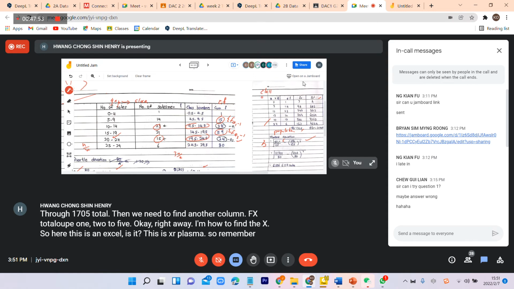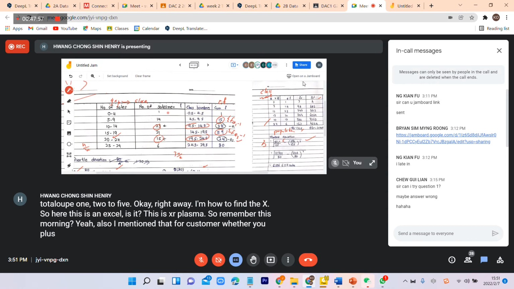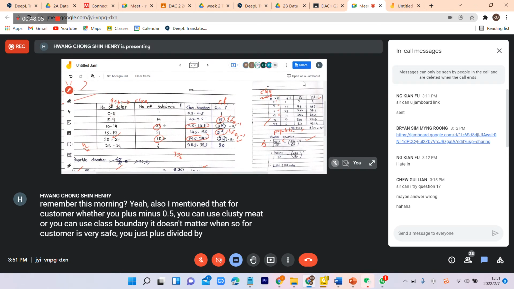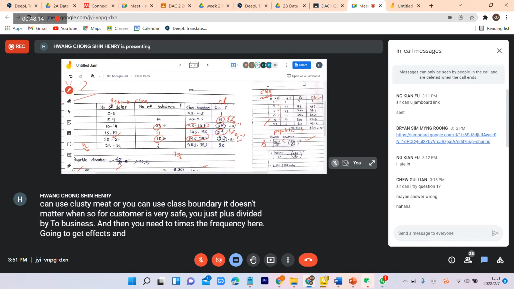So remember this morning I also mentioned that for class mark, whether you plus or minus 0.5, you can use class limit or class boundary. It doesn't matter. So for class mark, it's very safe. You just add and divide by 2. This is your x. Then you multiply by the frequency to get fx, and multiply by x again to get fx squared.